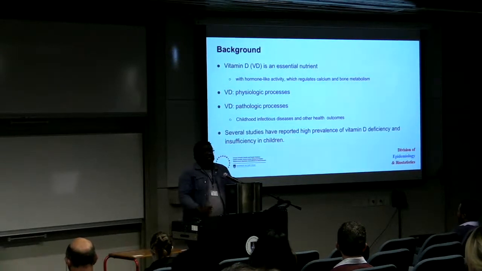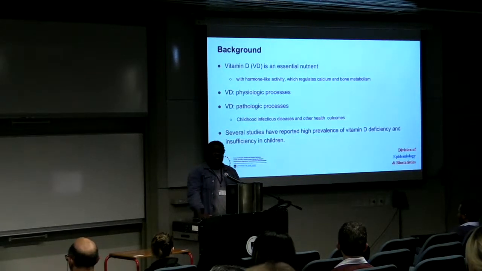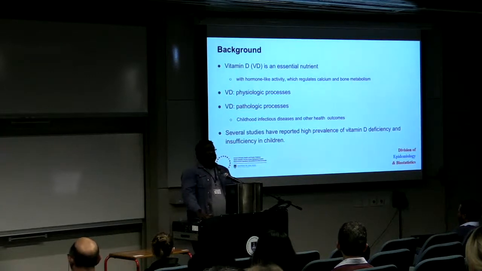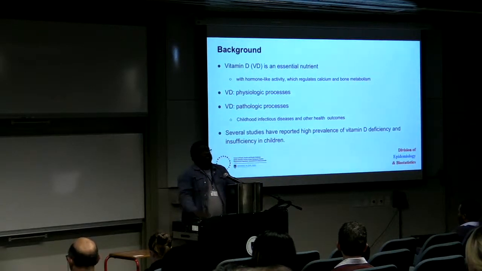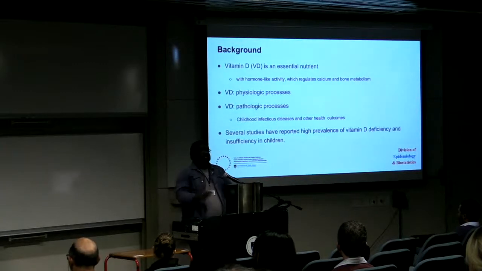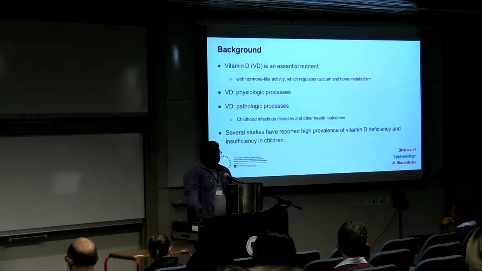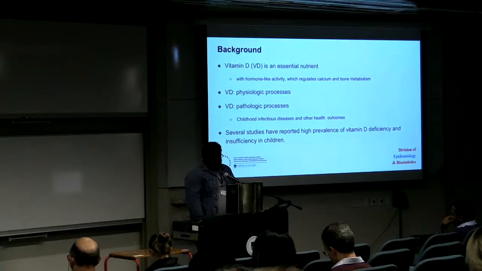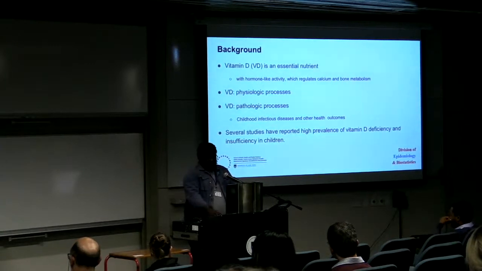Vitamin D is an essential nutrient that's known for regulating calcium and bone metabolism. But moreover, recently, vitamin D is associated with very complex physiological processes in the human body. And more recently, vitamin D status is associated with a wide range of diseases, and for us, it's a particular interest in child infectious diseases. And in the literature, there's a very high prevalence of vitamin D deficiency reported in children, and there's no data available in South Africa looking at this.